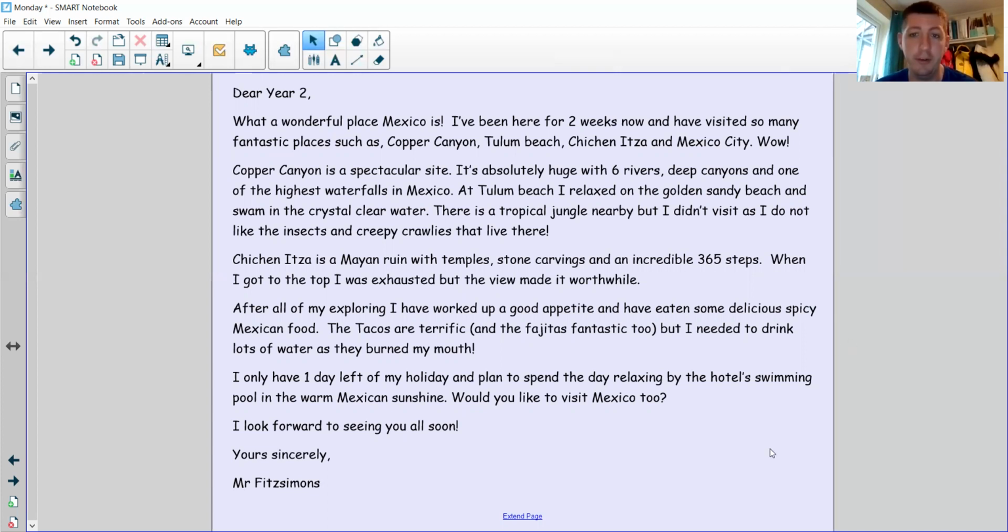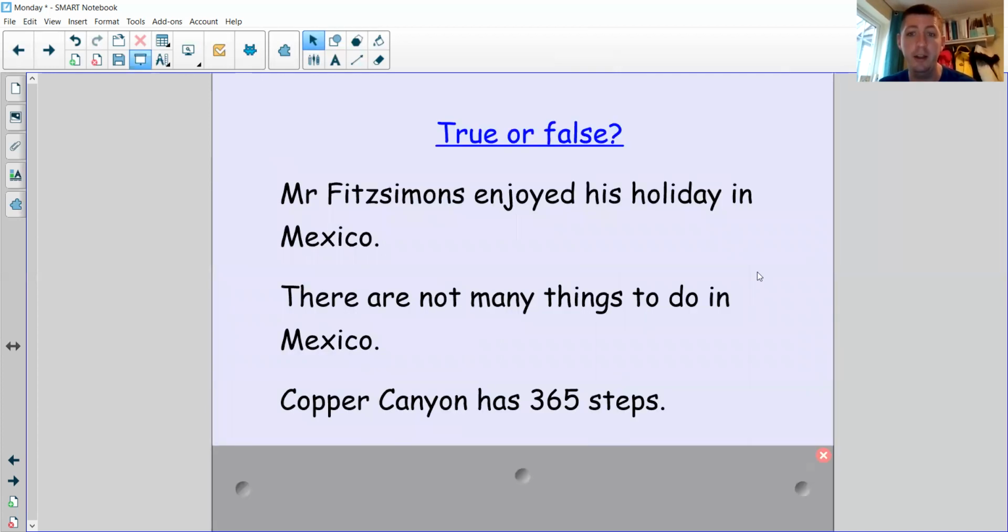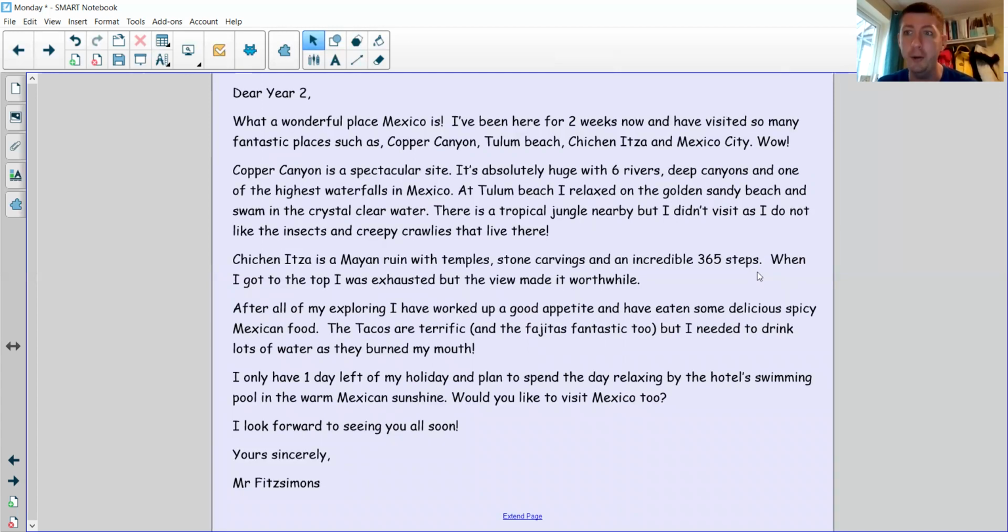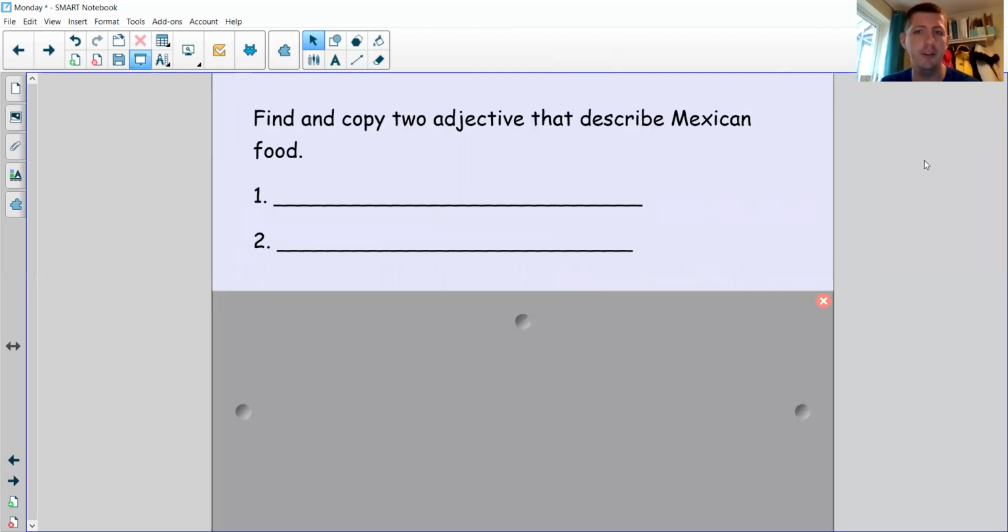Okay, I found where it says 365 steps here. Let's read the sentence. Chichen Itza is a Mayan ruin with temples, stone carvings, and an incredible 365 steps. So is it true that Copper Canyon has 365 steps? No, it's Chichen Itza that's got 365 steps. So hopefully you didn't just see that 365 and think, oh, it's got to be true. Hopefully you read the sentence that it came in. Let's have a go at some questions now.